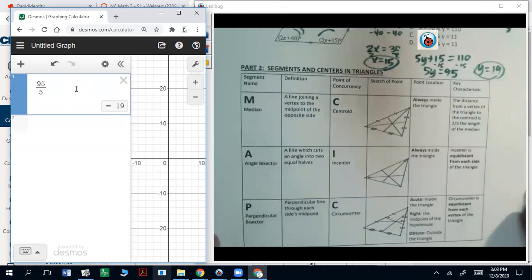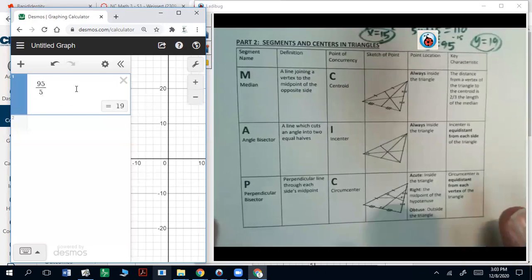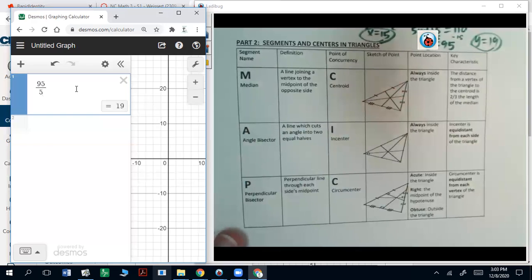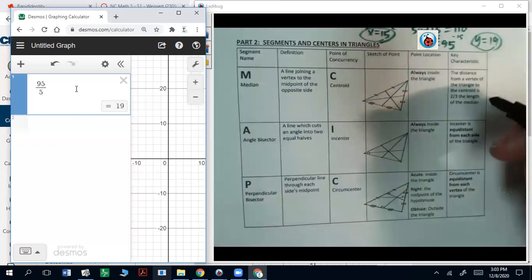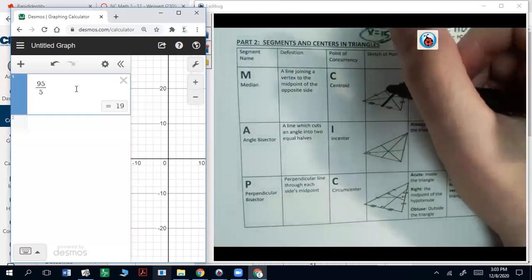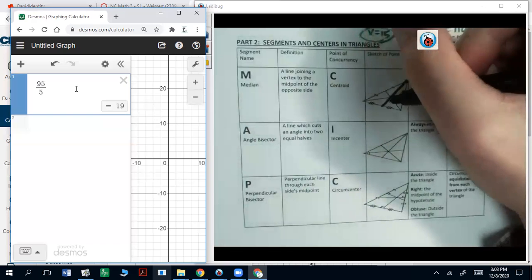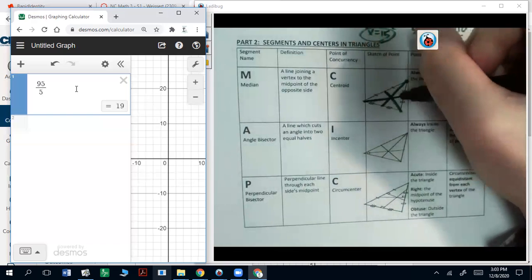Segments and centers and triangles. These are tricky. There's a lot of terminology here, but I'll try to be very brief as I can. Again, we didn't learn this because we skipped Unit 6, but basically a median is a segment that connects the vertex to the opposite side of a triangle at the midpoint. So you see these two are equal. Same thing here. Those two are equal. And here, those two are equal.